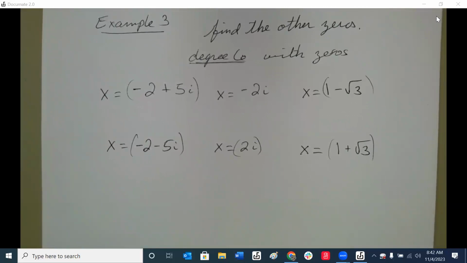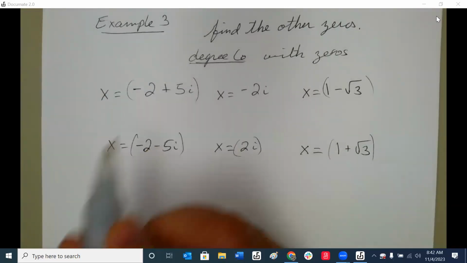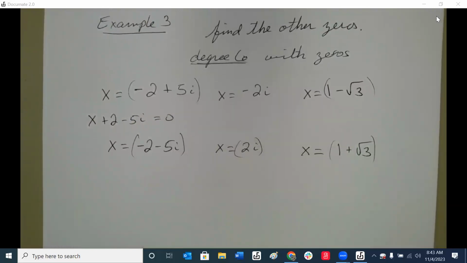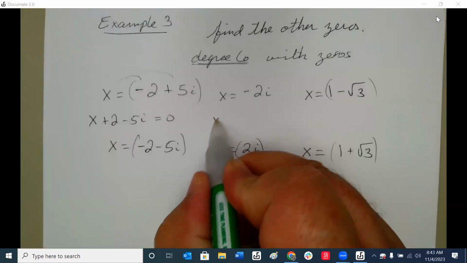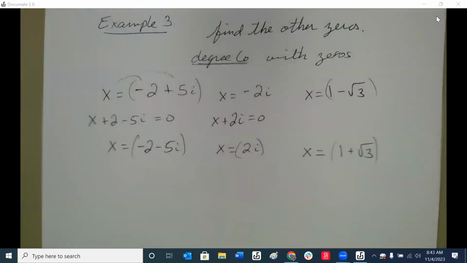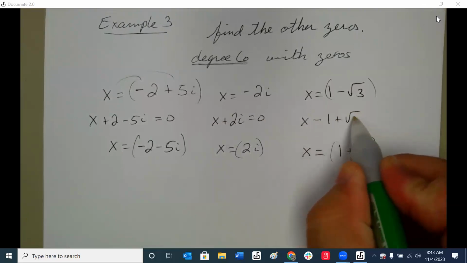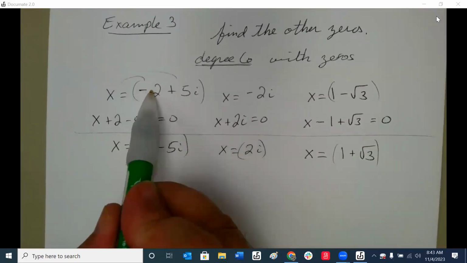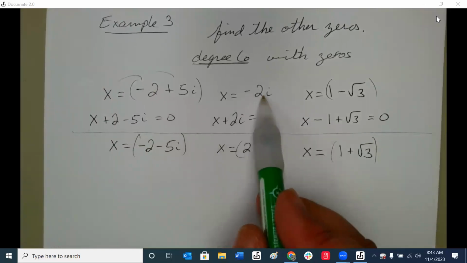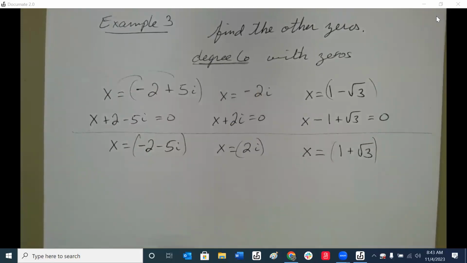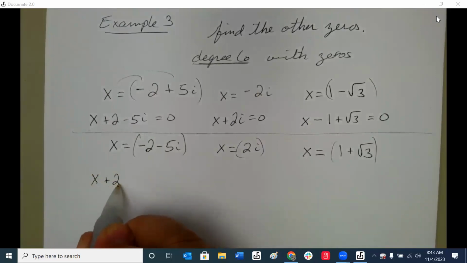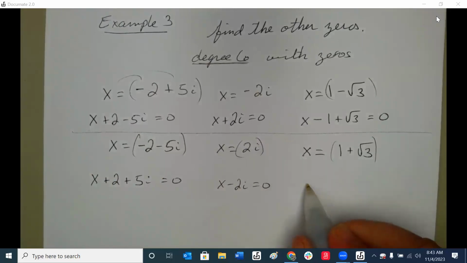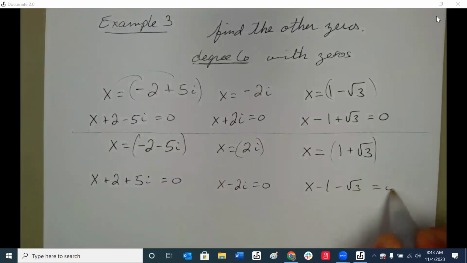So what would the polynomial look like? For all of these, we have to set them equal to 0. So we'd have x plus 2 minus 5i equals 0. I move each one of those over. x plus 2i equals 0. Whenever you move something from one side to the other side of the equal sign, it changes signs. That's all I'm doing. This is a minus 2. When it goes over here, it becomes a plus 2. This is a minus 2i. Come over here, it becomes a plus 2i. So whenever you move it to the other side, it just changes signs. So x plus 2 plus 5i equals 0. x minus 2i equals 0. x minus 1 minus radical 3 equals 0.